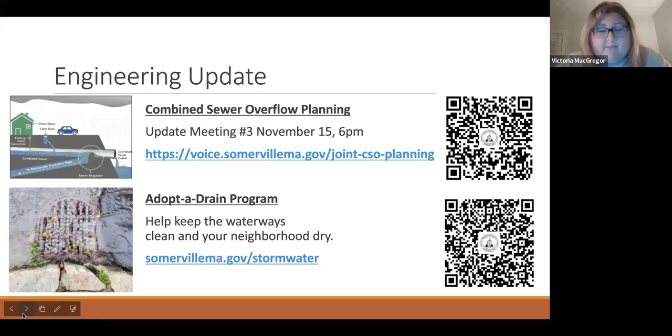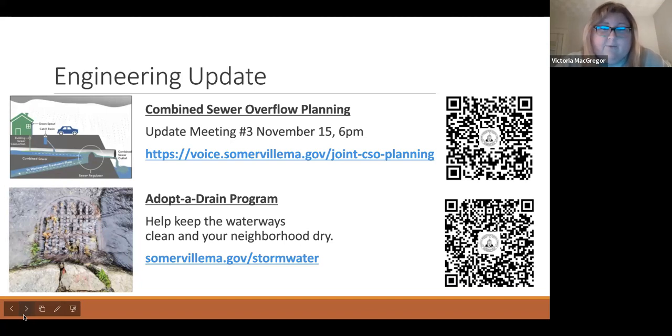These next two slides are updates from our engineering division and construction team. First, we have an upcoming combined sewer planning meeting on November 15th. This is being done in partnership with the City of Cambridge and the Massachusetts Water Resources Authority. You can join to learn about tools to minimize sewer overflows and improve water quality.